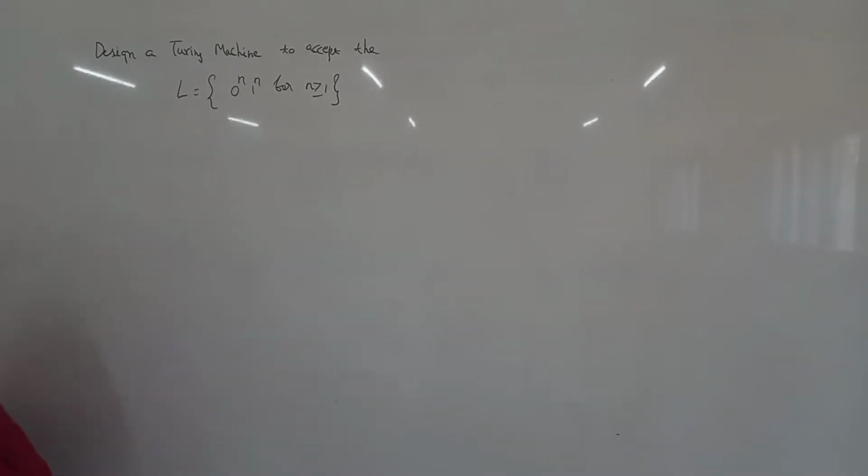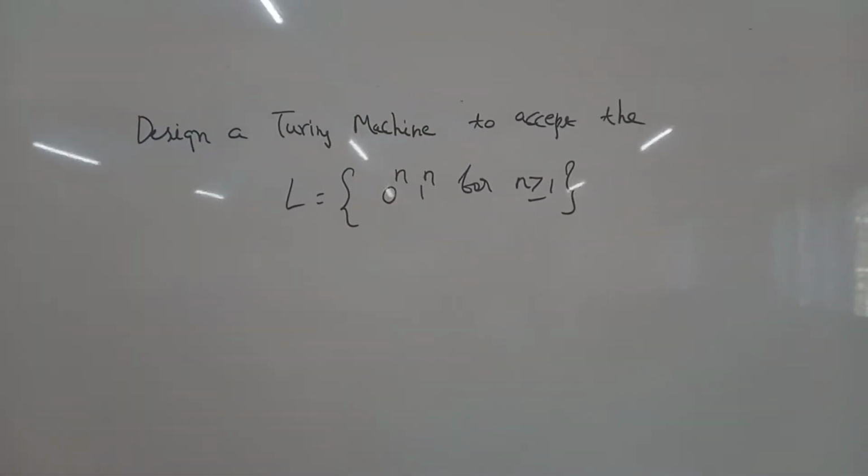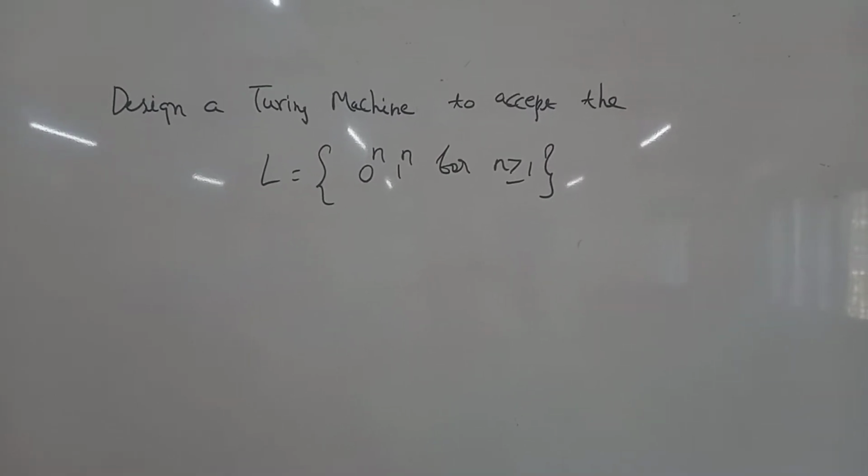So today I am going to solve a problem on the Turing machine. The problem is: design a Turing machine to accept the language 0 to the power of n, 1 to the power of n, for n greater than or equal to 1.